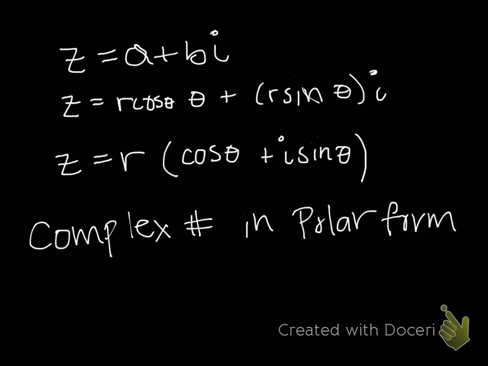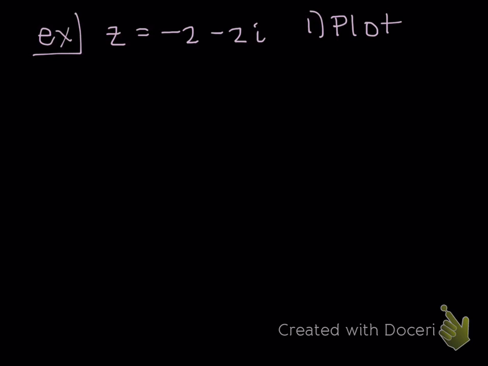We're going to do some practice on plotting and converting our coordinates today. So for our first example, our complex number is z equals -2 minus 2i. And the directions are to plot and then to write in polar form.